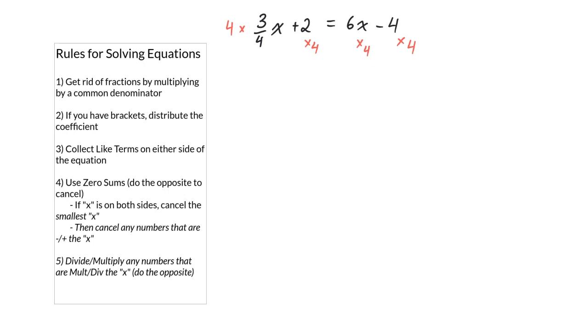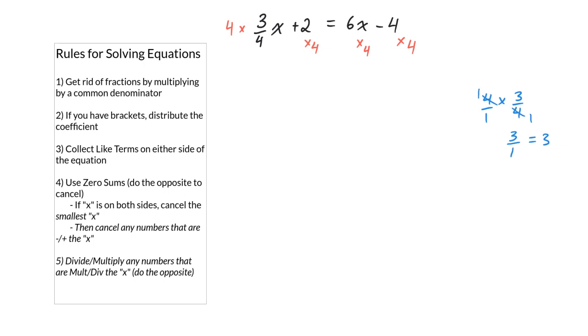This will help me get rid of that denominator. Don't forget that when we are multiplying fractions, 4 times 3 over 4, we can make the 4 a fraction by putting it over a 1. We can cross reduce. 4 goes into 4 one time. This is going to give me 3 over 1, or just 3.